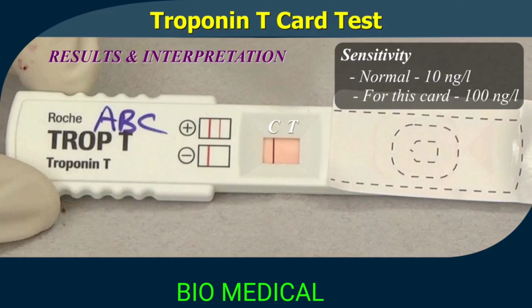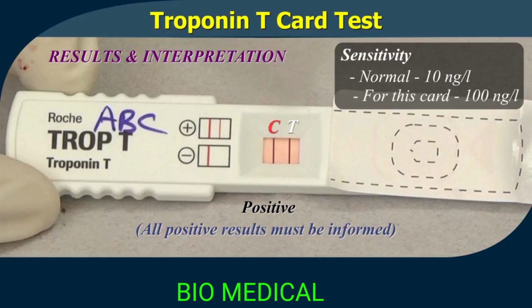Results and interpretation. The results of the troponin T rapid test are determined by the naked eye. A single red-colored line at the control area C without a line at the test area is a valid negative result and indicates the concentration of cardiac troponin T in the sample is below the cutoff level. Appearance of a red-colored line at the control area C and a red-colored line at the test line indicates the concentration of cardiac troponin T in the sample is at or above the cutoff level.